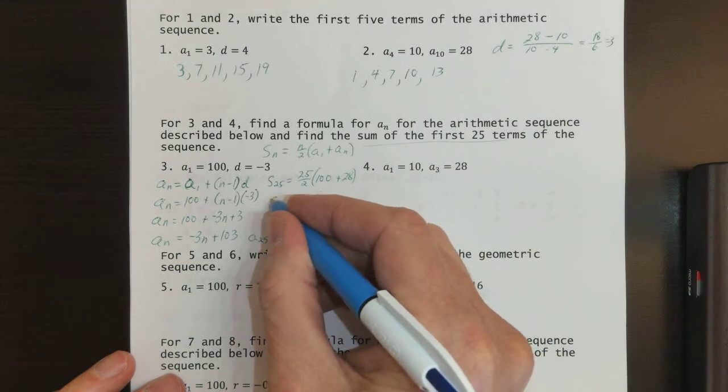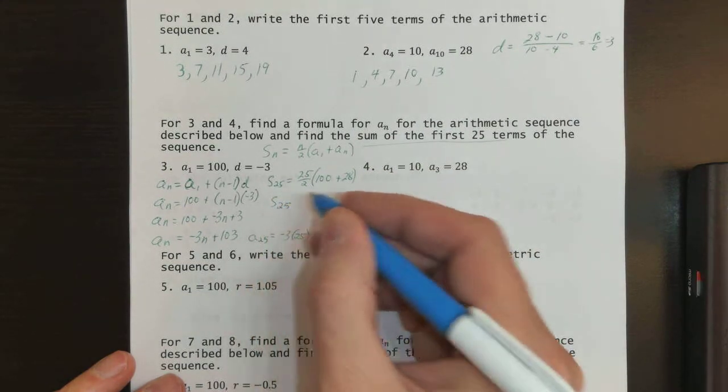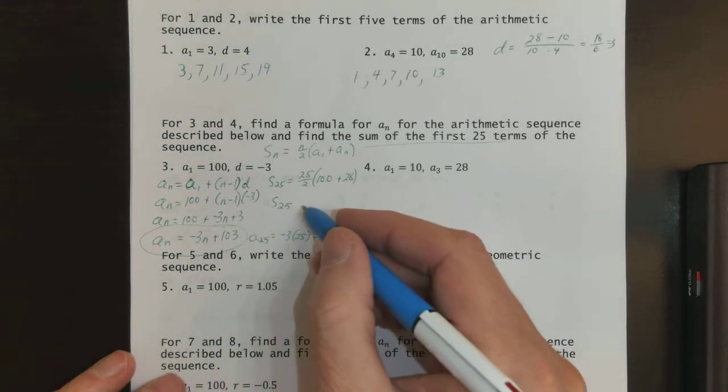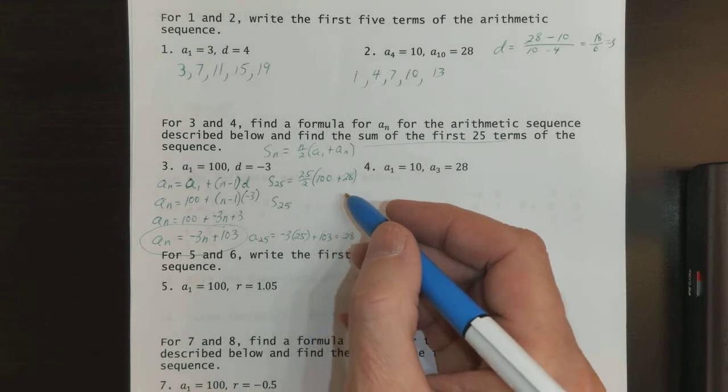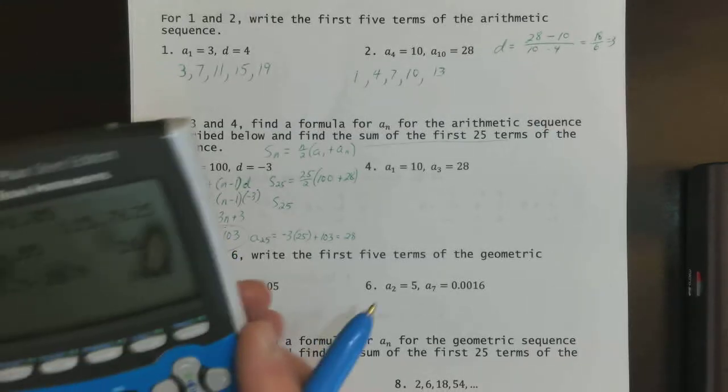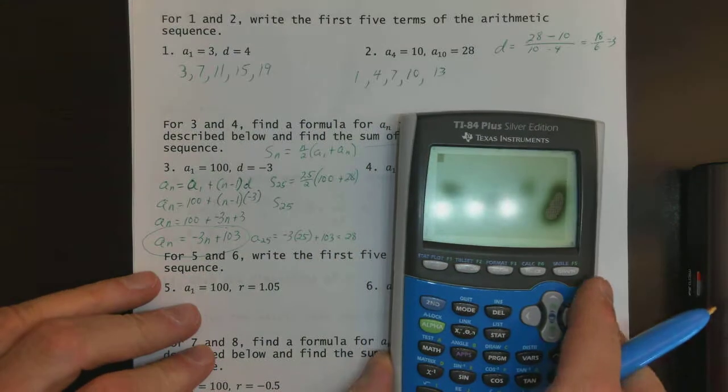And the sum of the first 25 terms, so I've got this for one of my answers. Sum of the first 25 terms, I'm going to take 12.5 times 128, and that is 1,600.